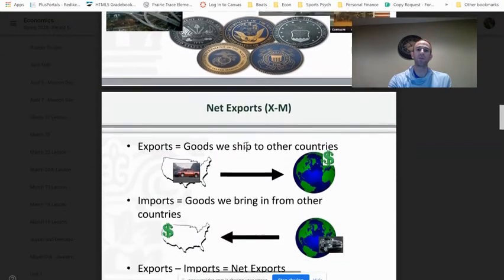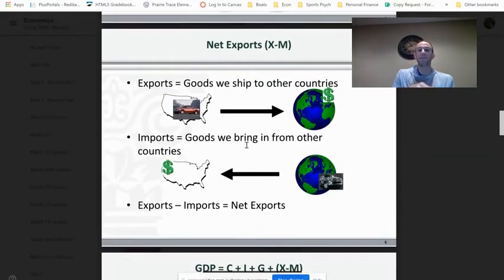The last one that we have to take a look at is the difference between an export and an import. Exports are all the things that we ship to other countries. We definitely count that towards our GDP. If we're selling stuff to China or France or anywhere else, we're bringing money into our country, and that's a great help.